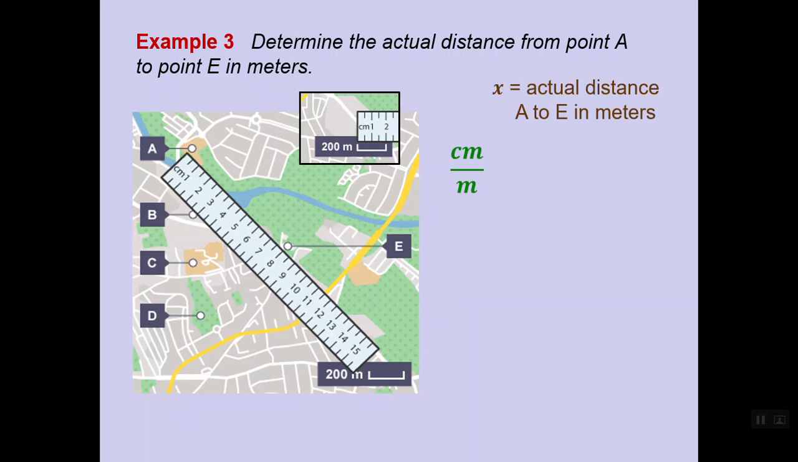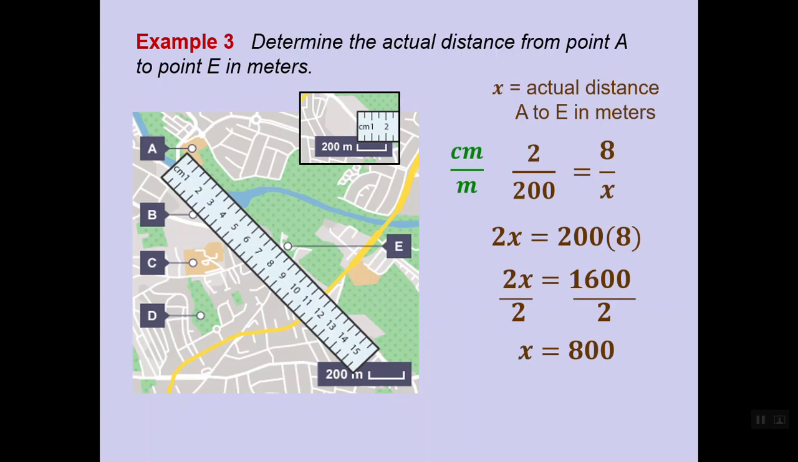I'm going to set up my ratio, the centimeters from the ruler on the map to the meters in real life. So now when I take a look, that's the scale on the map. 2 centimeters represents 200 meters in real life. So I'm looking, and on my map, I've measured from point A to point E with a ruler, and I see that it's 8 centimeters. So I can set up another ratio, 8 centimeters. We don't know what the meters are in real life.